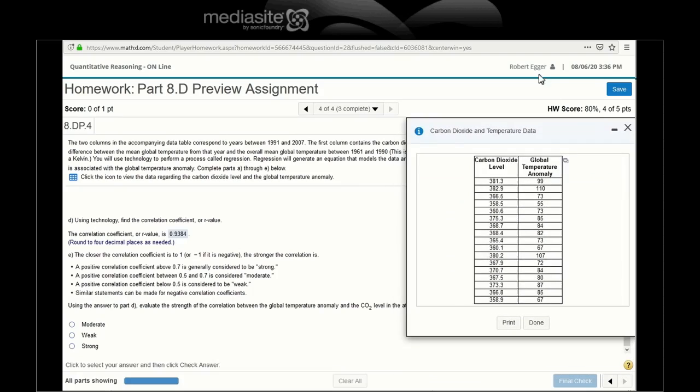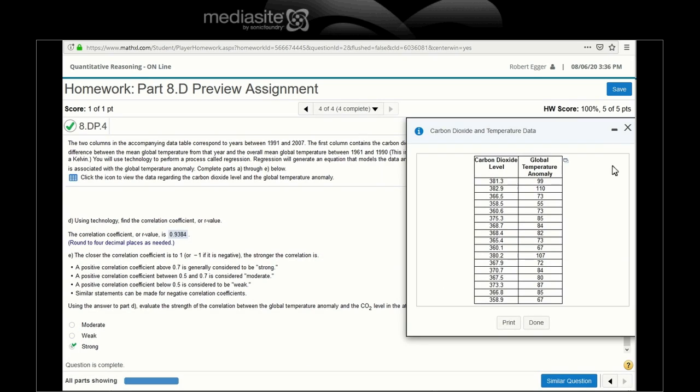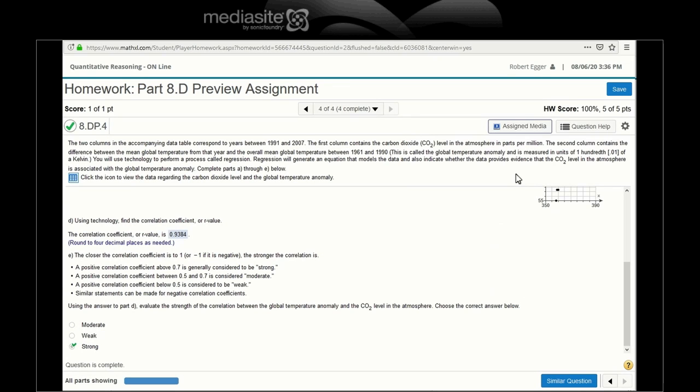And let's see. 0.938 is greater than 0.7. So it must be a strong correlation. All right. Those are the questions.